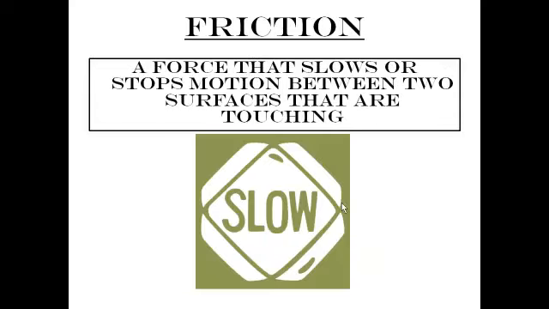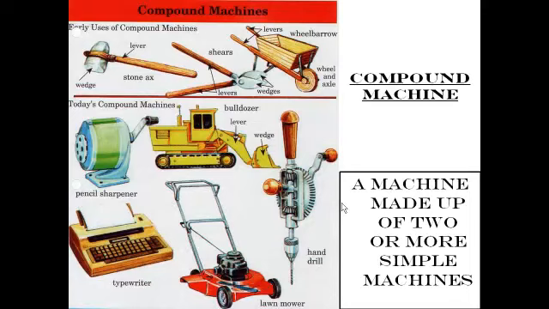Friction is something that slows down or stops motion between two surfaces that are touching. An example of that would be the tread on your tire. A compound machine is a machine that's made up of two or more simple machines. For example, the wheelbarrow has levers and a wheel and axle. An axe has a wedge and a lever.